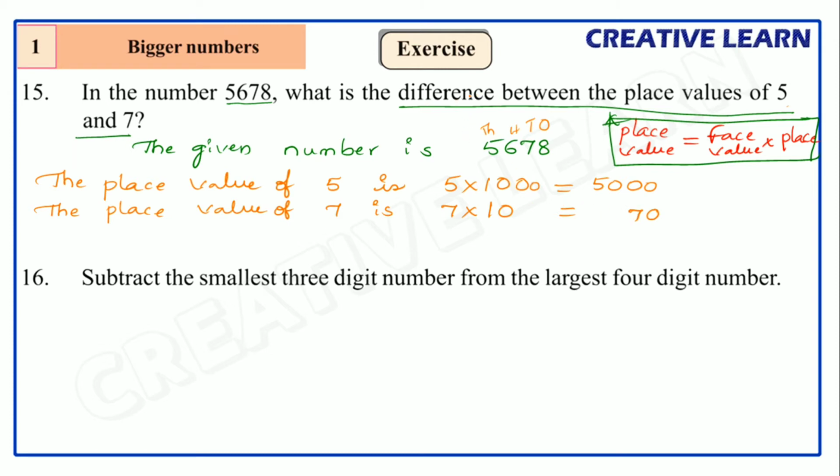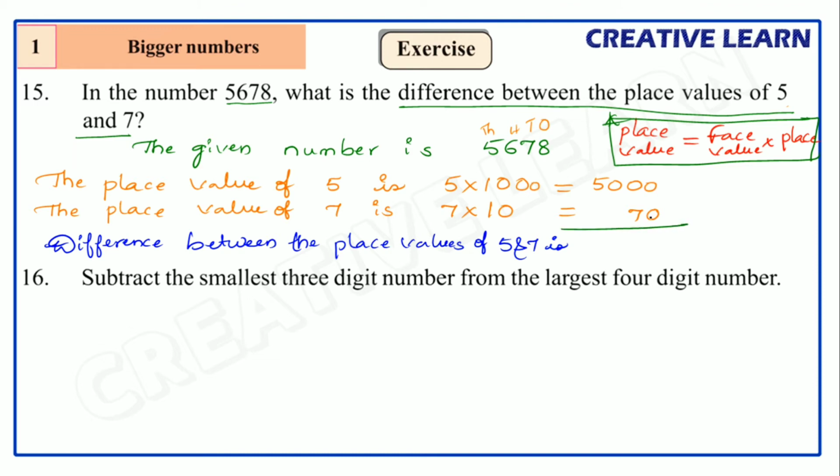Now in the question, what did he ask? He asked about the difference between these two. Let's do the subtraction. The difference between the place values of 5 and 7 is, do the subtraction.